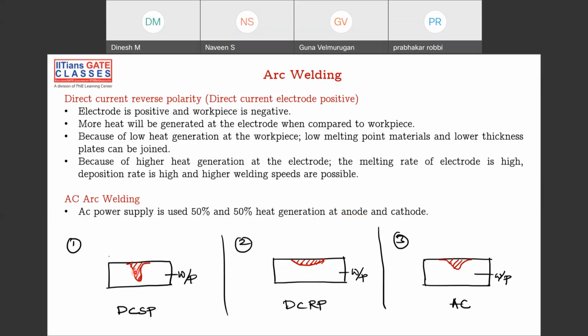So as I told you already, more heat is generated at workpiece, hence more depth is achieved in direct current straight polarity. Lesser heat is generated at workpiece, that's why lesser depth of penetration is achieved in reverse polarity. AC is alternating, so it will be in between reverse polarity and straight polarity.